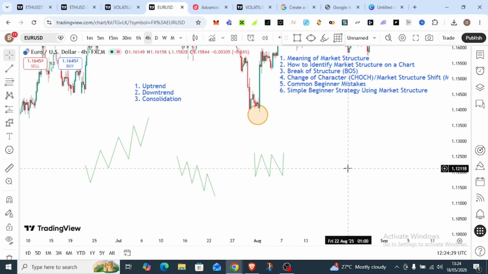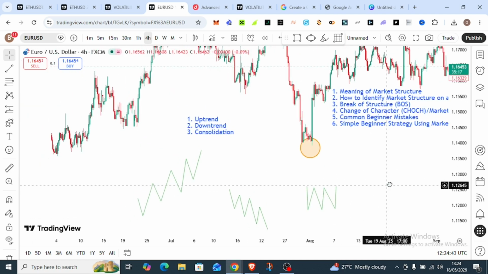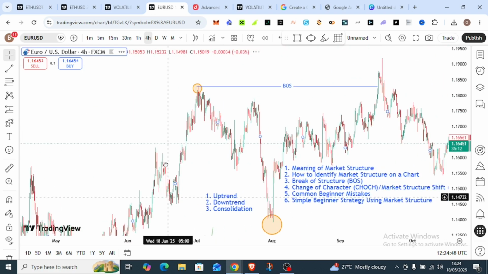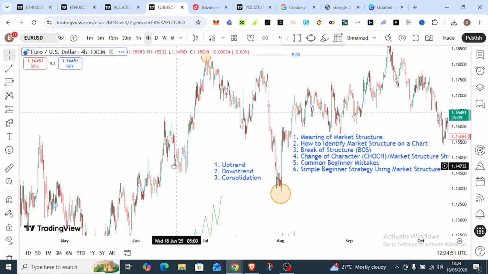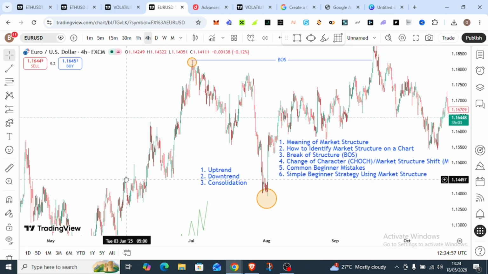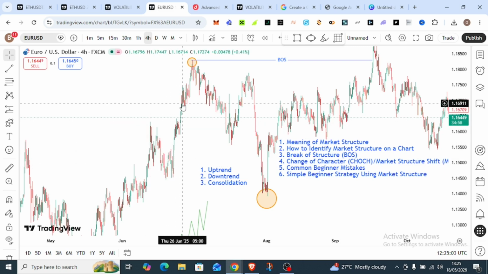Let's move to how to identify structure on a chart. For you to identify structure on a chart, the first thing you have to do is to zoom out the chart. Just like in this case, we zoom out the charts. When you zoom out the chart, you'll be able to see the chart clearly. As you can see now, we are having a series of higher high, higher low. Market moves higher high, higher low. It breaks this high again, creates higher high, higher low, higher high, higher low, and higher high here.